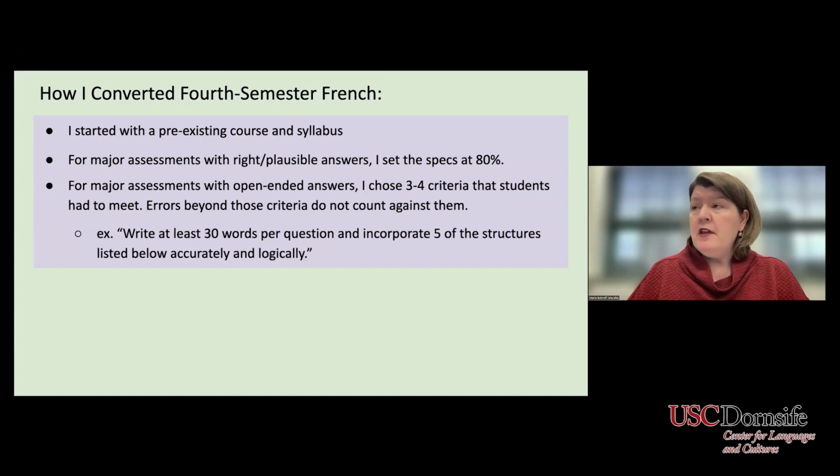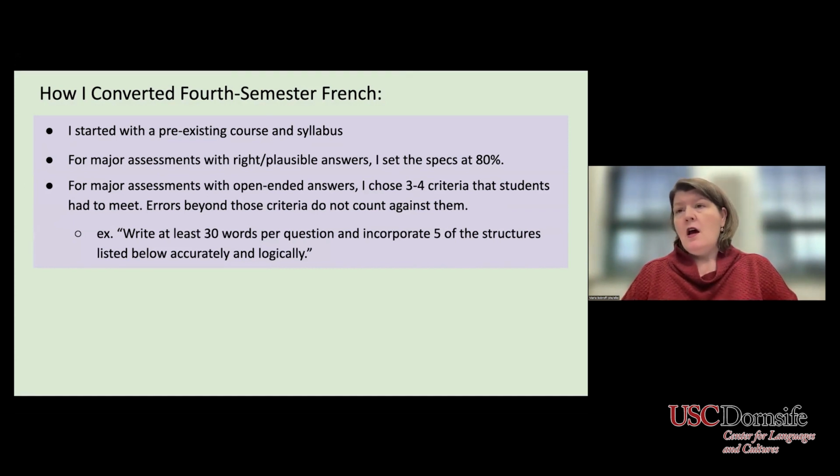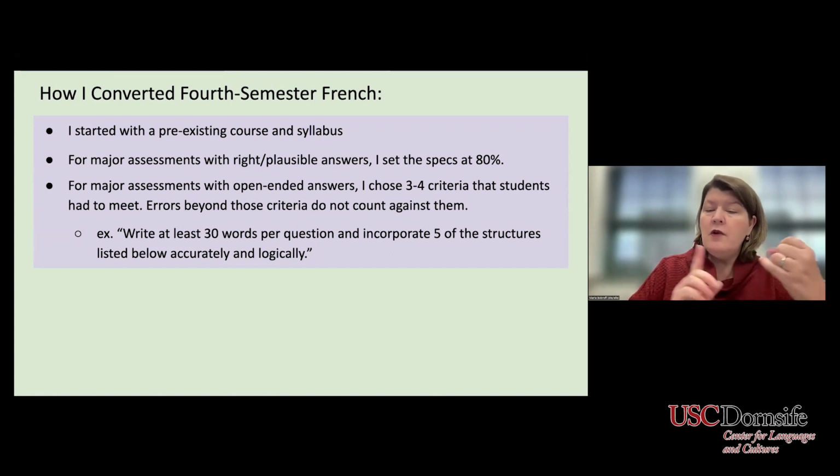If it's an assessment with open-ended answers, I choose 3 or 4 criteria and I spell them out to those students. Any errors that they might make that are not related to those criteria do not count against them. So for example, if there were a writing passage they had to do, I might say the specs are write at least 30 words per question, incorporate 5 of the structures listed below, and those would be structures we would have just studied in that unit, and use them accurately and logically.